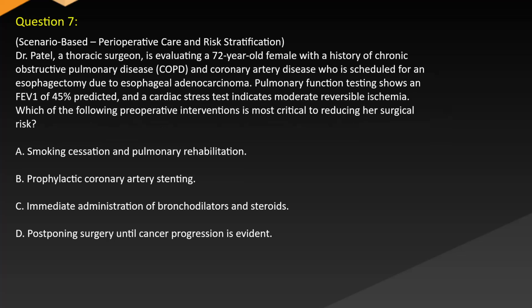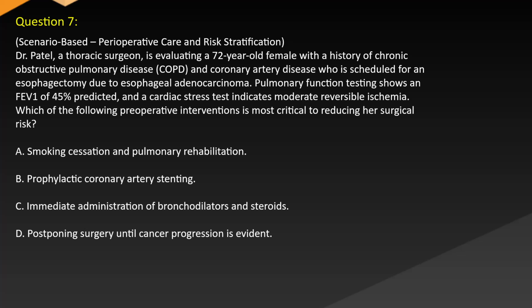Question 7. Scenario-based. Perioperative care and risk stratification. Dr. Patel, a thoracic surgeon, is evaluating a 72-year-old female with a history of chronic obstructive pulmonary disease, COPD, and coronary artery disease who is scheduled for an esophagectomy due to esophageal adenocarcinoma. Pulmonary function testing shows an FEV1 of 45% predicted, and a cardiac stress test indicates moderate reversible ischemia. Which of the following preoperative interventions is most critical to reducing her surgical risk?